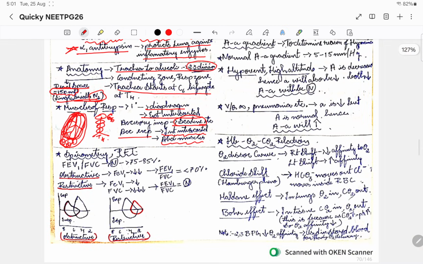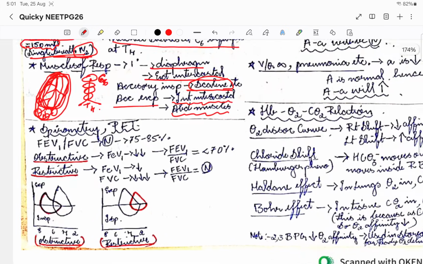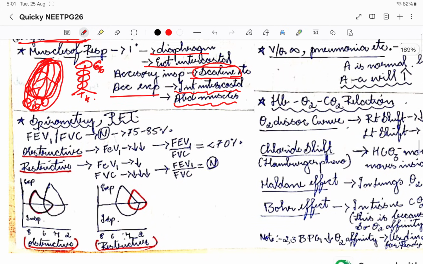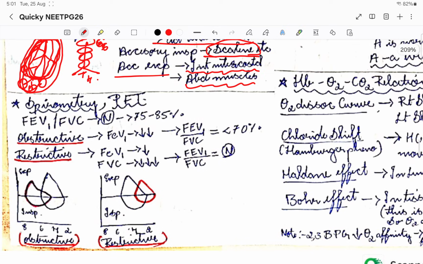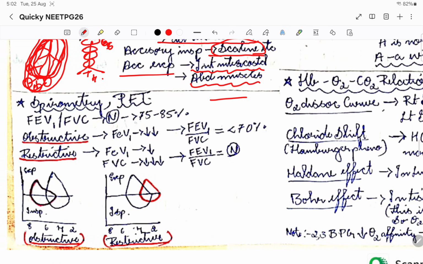Now coming to specifics of physiology with respect to pulmonology. Spirometry, the pulmonary function test, is what we do. Please go through all the graphs, that is all the volumes. You should know those things. The important one is FEV1 by FVC. The normal value of FEV1 by FVC is 75 to 85%. The reason we need this is we can decide what kind of disease the person is going through, whether it is obstructive disease or restrictive disease.